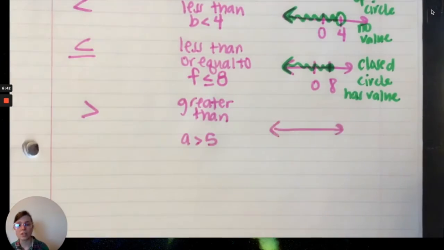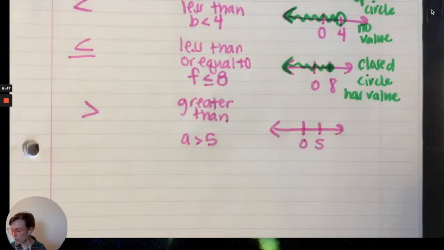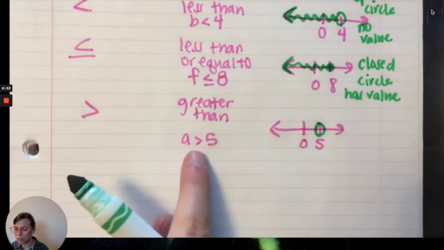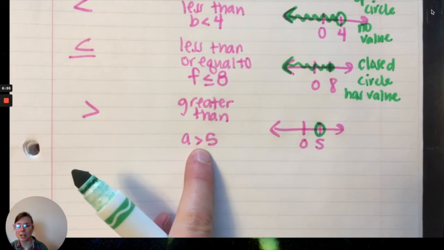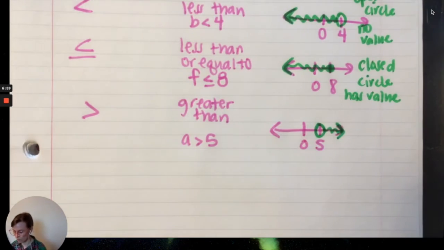Can you graph this on your own? Pause the video, try it out. Is it going to be an open or closed circle? How can you tell? It's going to be an open circle because there's no line underneath. This is not an equal to. This is just a strict greater than. And so I'm going to shade to the right. All those numbers, 6, 7, 9, 11, 123, all those numbers to the right are greater than 5.